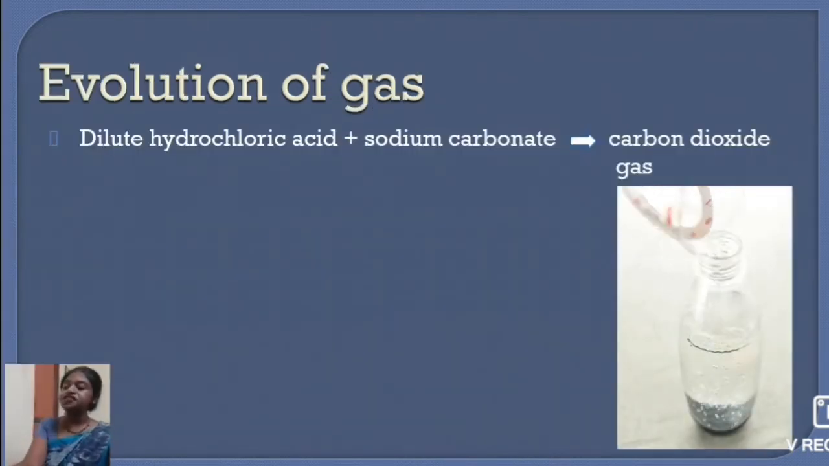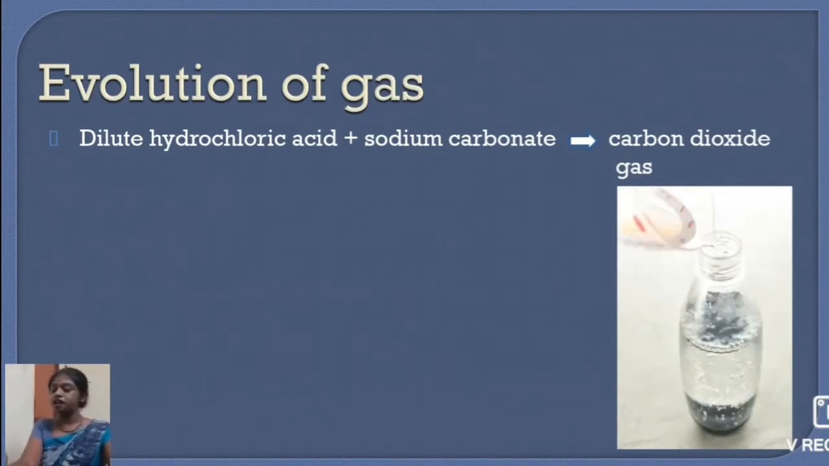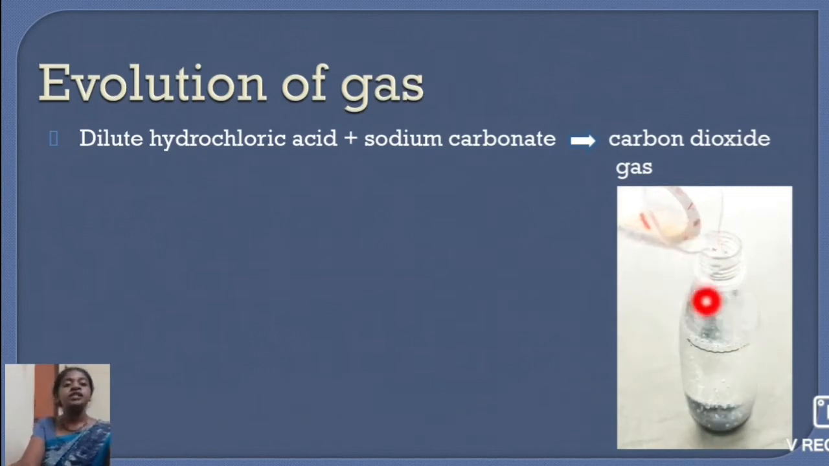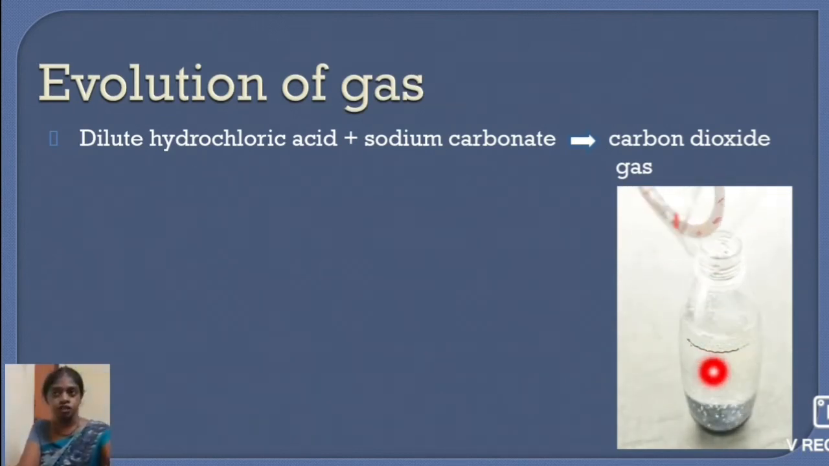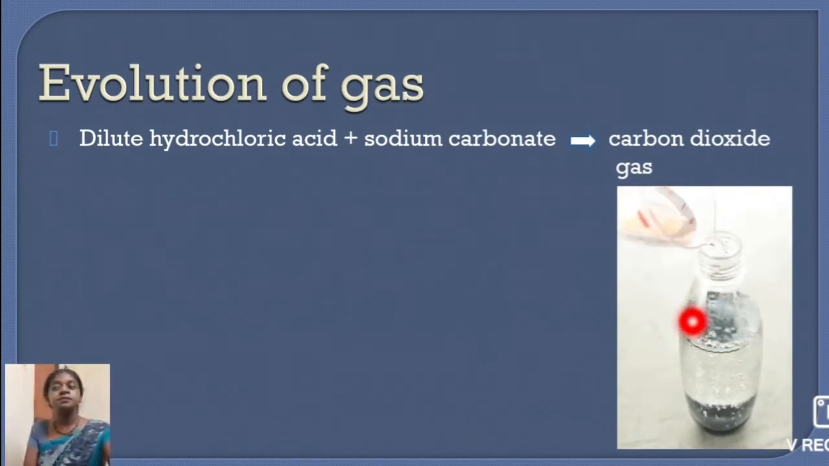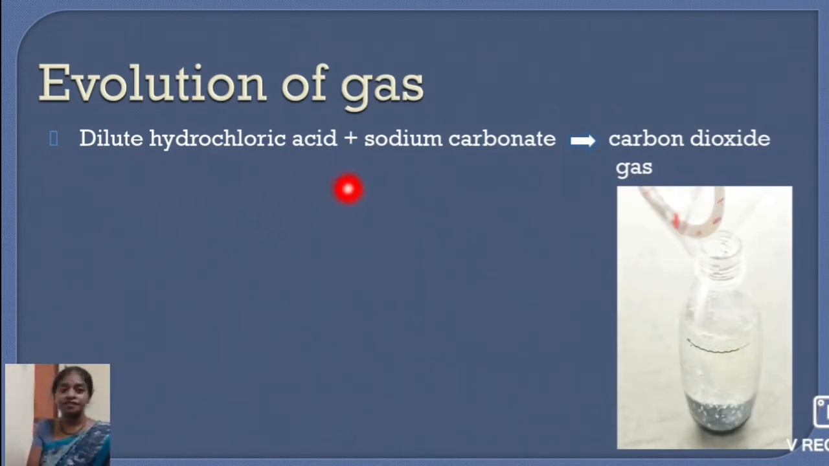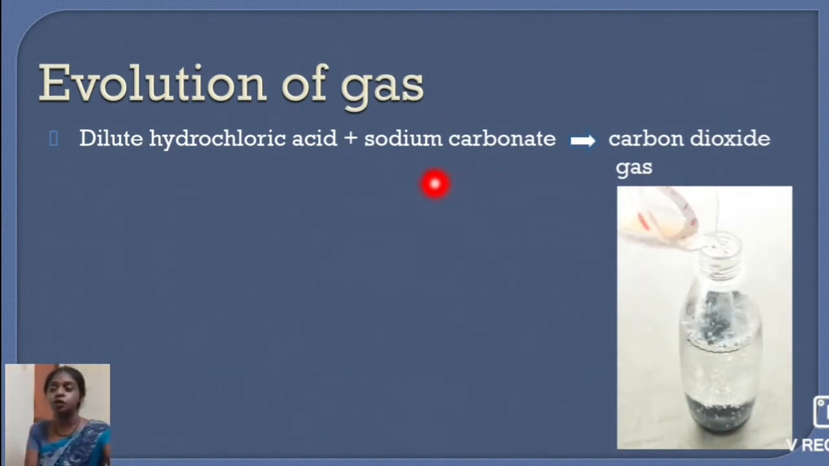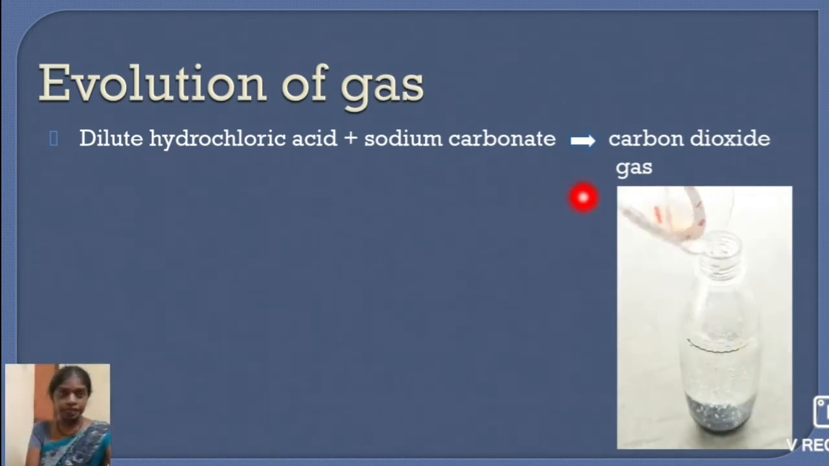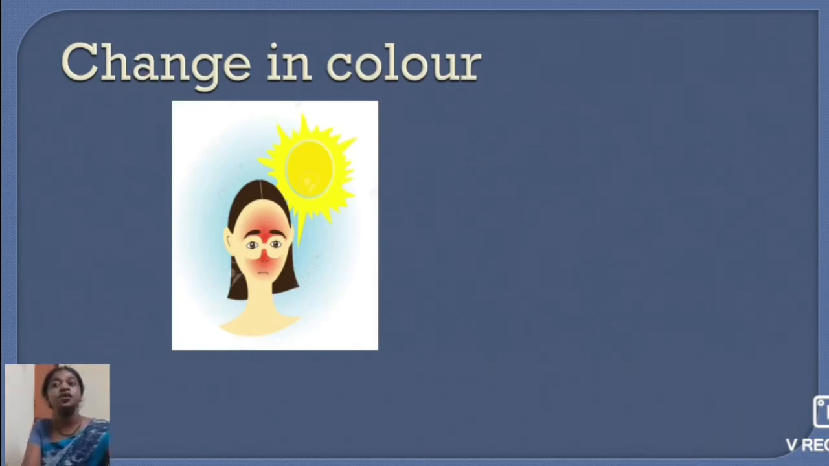There are also other effects that take place as a result of chemical reactions. The first effect is here. What happens when you try to open a soda bottle? You can see the air bubbles coming out of the soda water. Similarly, gas evolution takes place as a result of chemical reaction. For example, when dilute hydrochloric acid is added to a solution of sodium carbonate or sodium bicarbonate, carbon dioxide gas evolves.